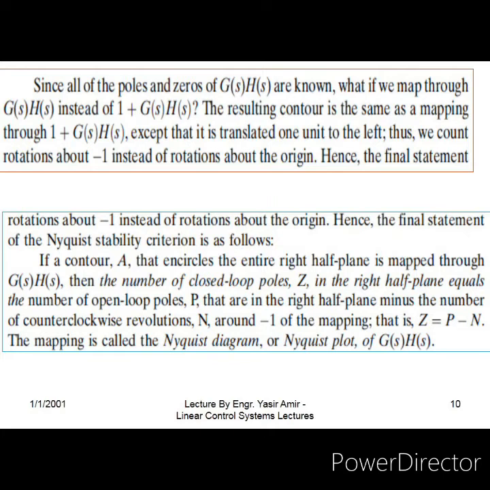So what we have done is that we are actually mapping in the 1 plus GH plane, but we have shifted our graph slightly towards the left-hand side. In the GH plane, the graph is a shifted version of the 1 plus GH graph, shifted a bit towards the left, because we had the 1 plus GH plane and now we have the GH plane. So instead of the origin, we will look at the encirclements of the minus one point. All we have to do is, whenever we do the mapping, look at the number of rotations about the minus one point.